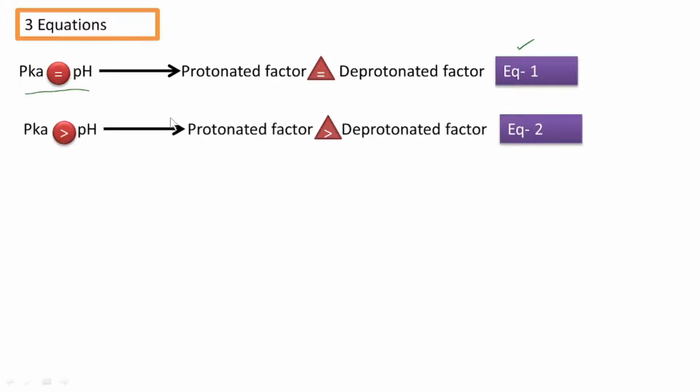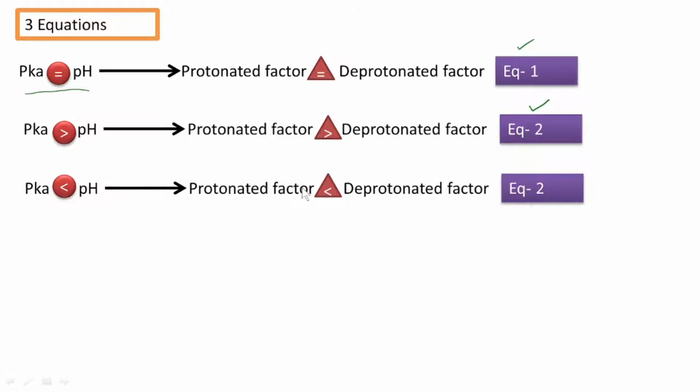Next situation, when pKa is greater than pH. If the pKa value is greater than pH, then in that amino acid, the number of protonated forms is more when compared to deprotonated forms. That is equation 2. Then the third situation: here the pKa value is less than the pH value. In that situation, in that particular amino acid, the number of protonated forms will be less than that of deprotonated forms. That is equation 3.